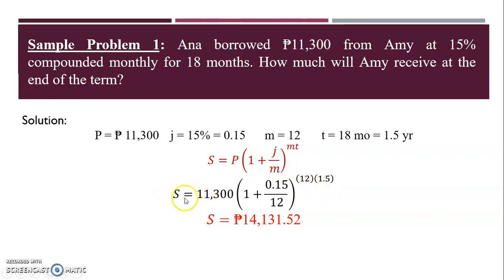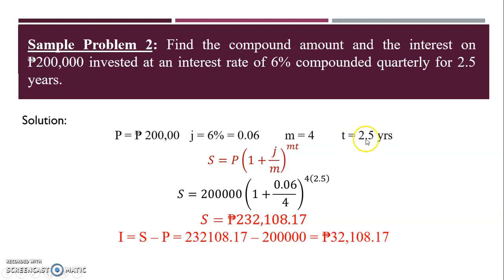So, you just input this to your calculator and you will get 14,131 pesos and 52 centavos. Yun yung marireceive ni Ami at the end of the term. So, kapag tinanong, this is the compound amount or the accumulated value. So, kapag ang hinanap naman ay interest, isusubtract mo lang yung 14,131.52 dun sa 11,300. Yun yung ating interest.